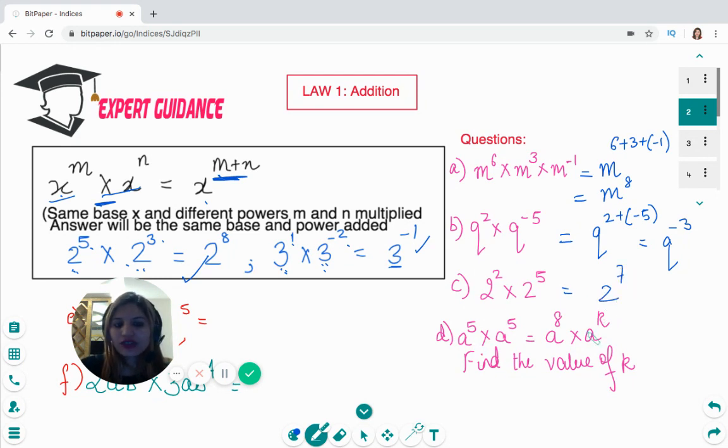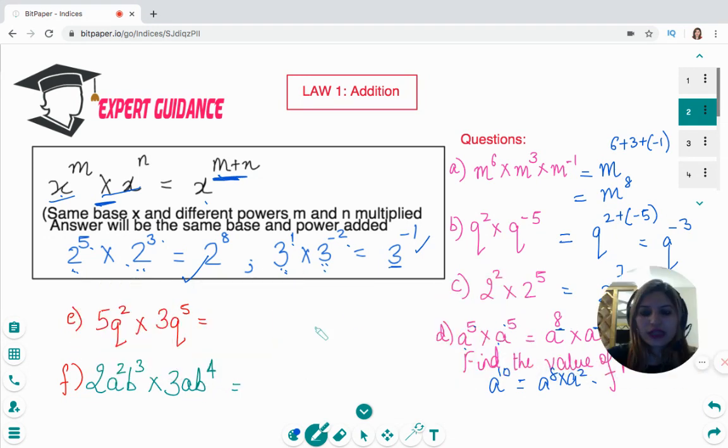And the next question, they ask you to find the value of k. So a to the power 5 times a to the power 5, so on my left side would be a to the power 10. My right side would be a to the power 8 times a to the power k. So what do you add to 8 to get 10? You will add 2. So the answer would be k is 2.